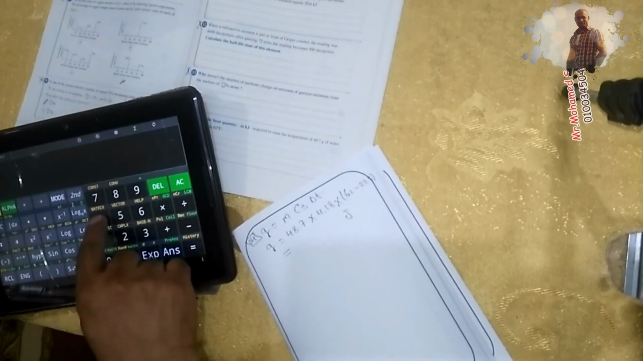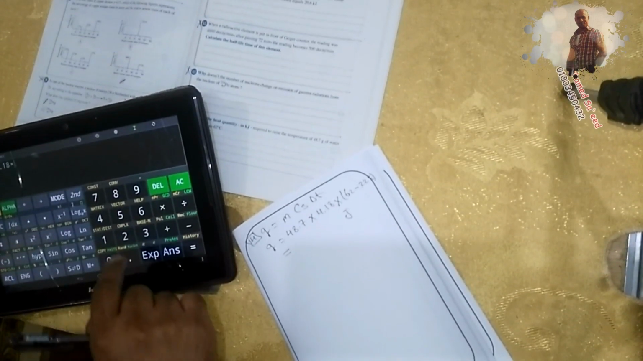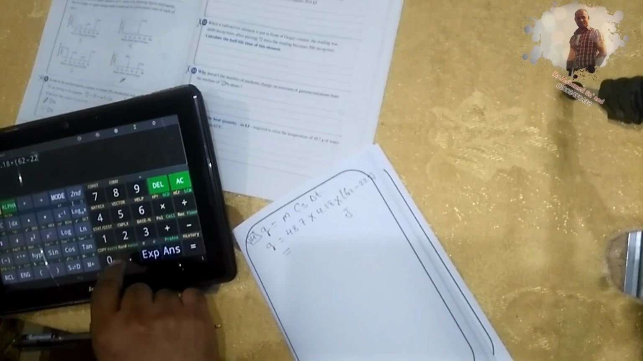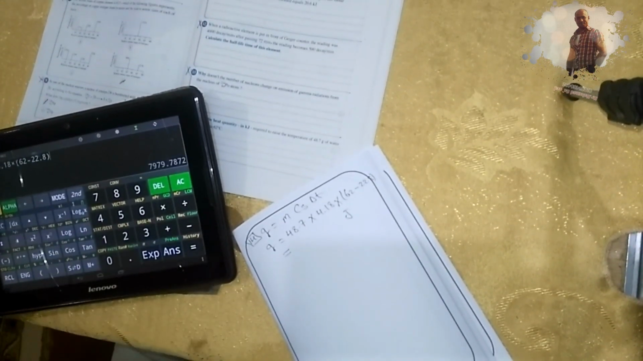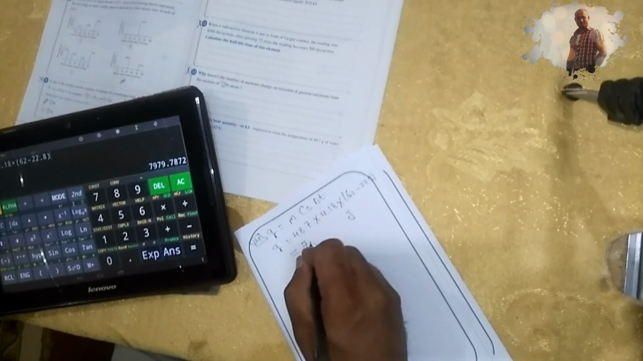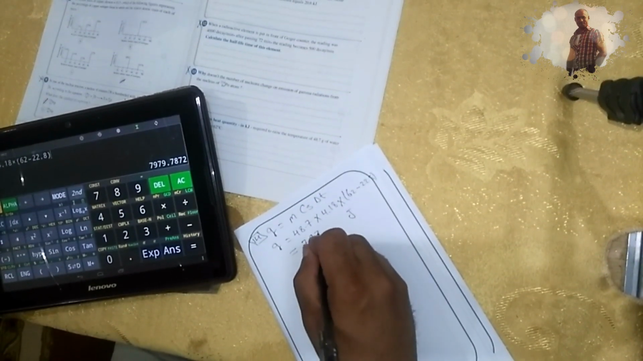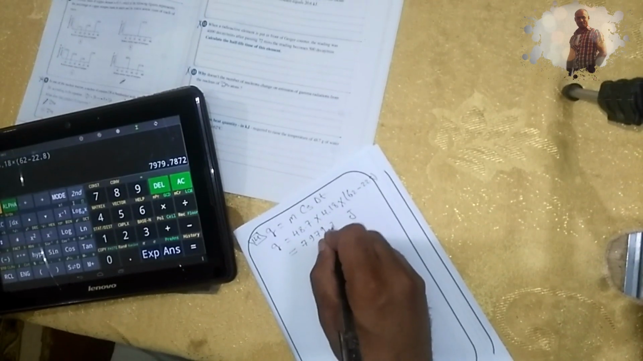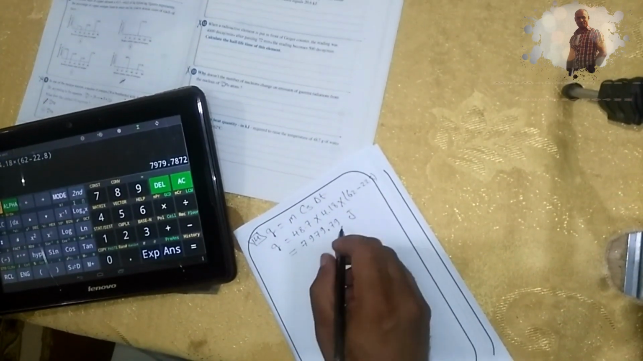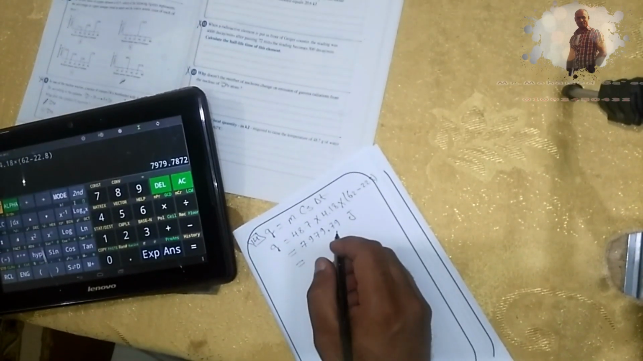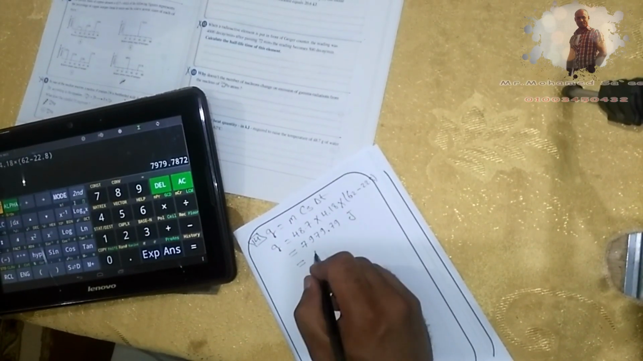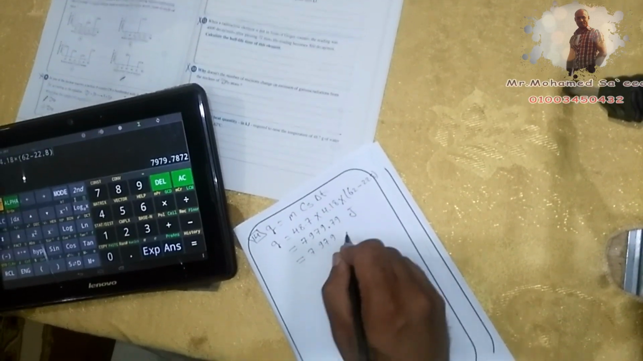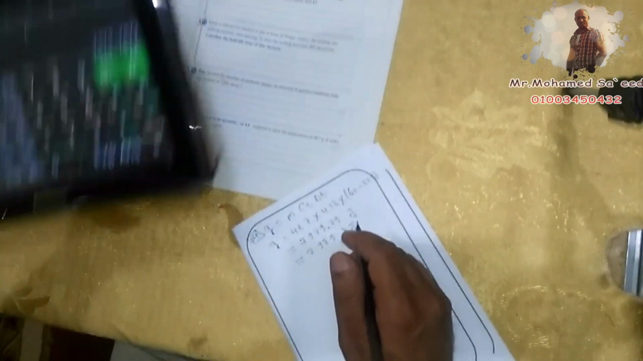48.7 multiply 4.18 times 62 minus 22.8. It gives 7,979.79 joule. So to convert it into kilojoule, divide over 1000, so 7.979 kilojoule. Okay.